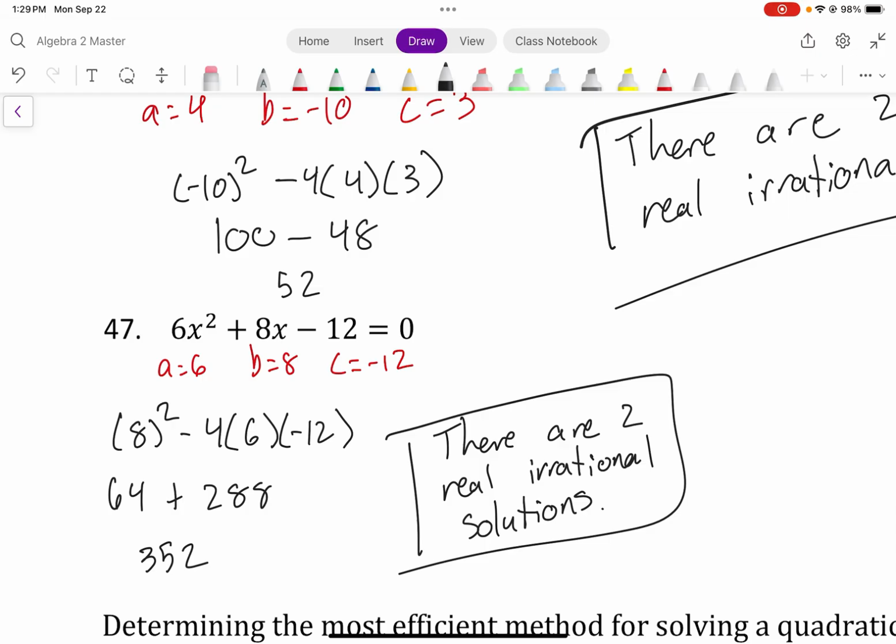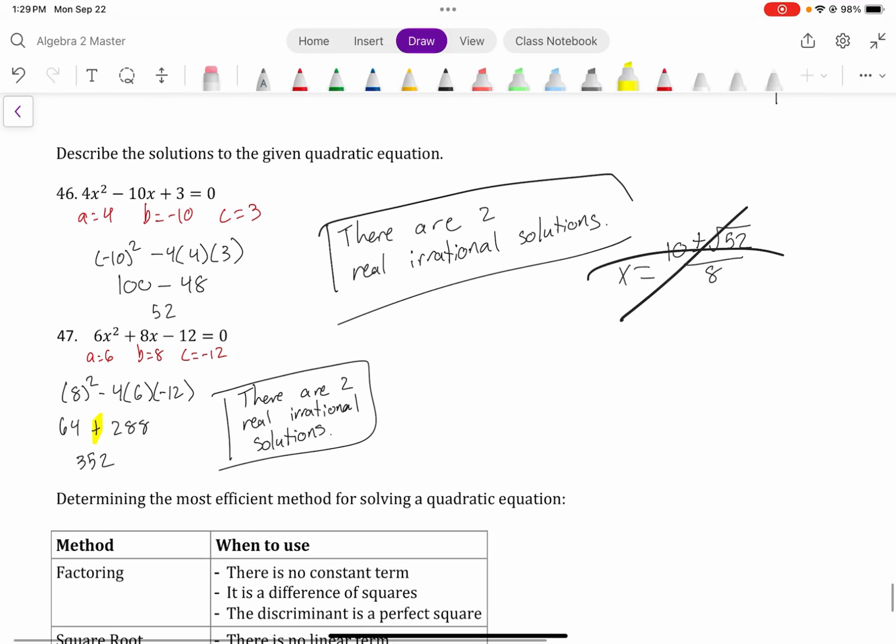The biggest giveaway is based off of this symbol right here. If it's a plus, you will always have real solutions, no matter what. You have two of them. They just might be rational or irrational. If it's a minus, you might have 0 for your discriminant, which would give you one real double root, or you'll have two conjugate solutions. Okay, just kind of depends.